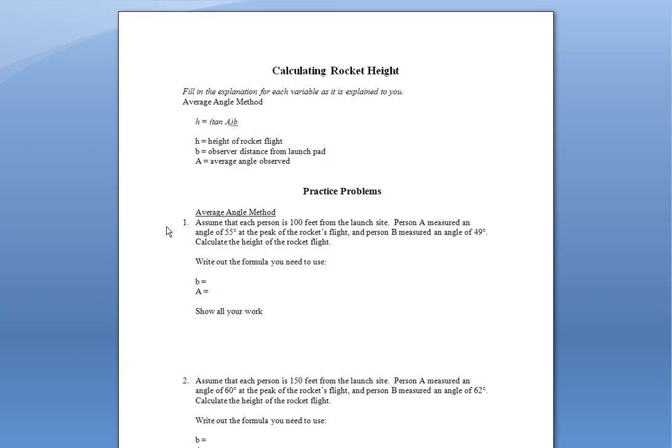Okay, so let's go ahead and I'll read through the problem. Assume that each person is 100 feet away from the launch site. Person A measured an angle of 55 degrees at the peak of the rocket's flight, and person B measured an angle of 49 degrees. Calculate the height of the rocket flight. Write out the formula you need to use. The formula you need to use is right here.